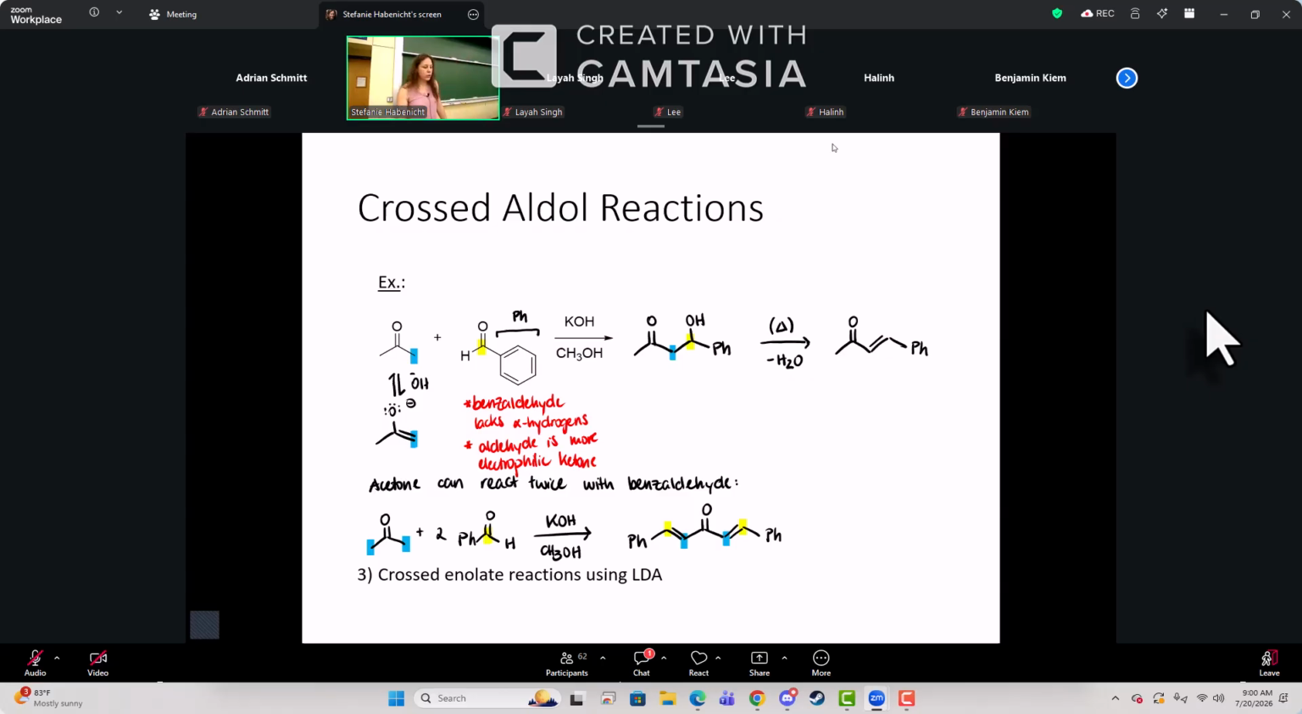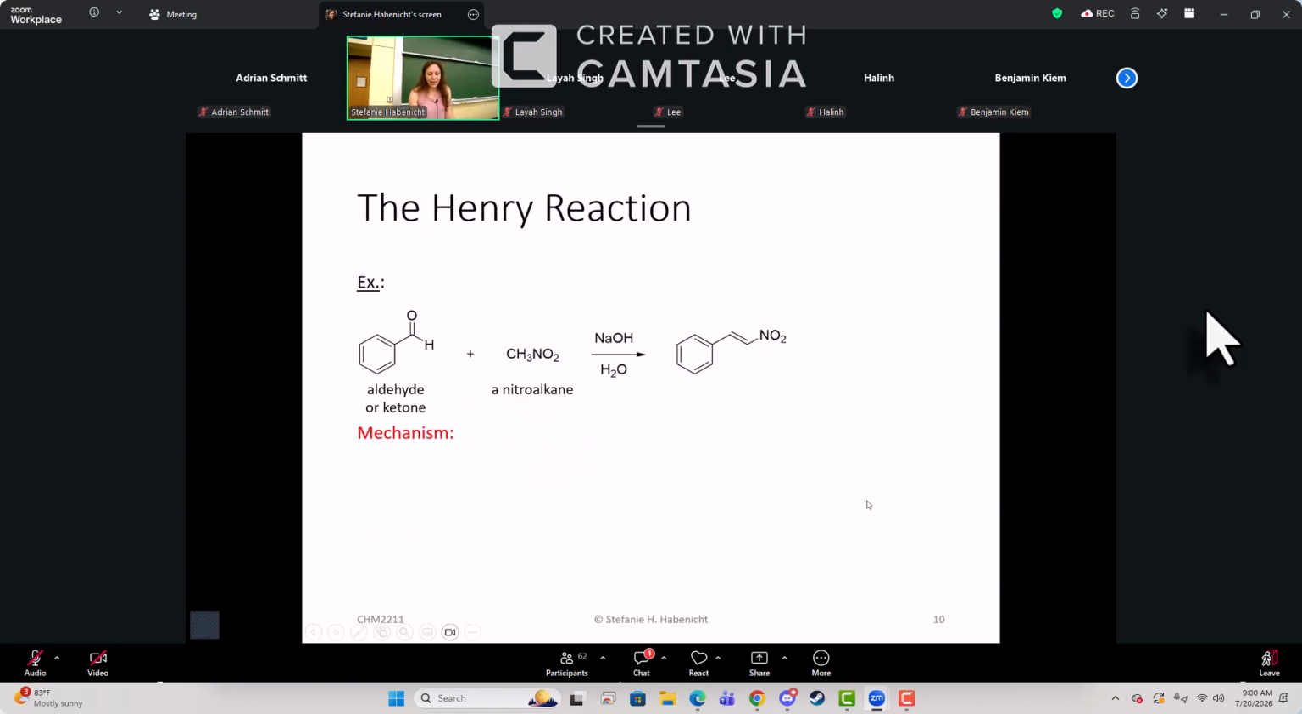Okay, so that was most of the aldol reaction. There is still the intramolecular aldol reaction. Probably not something we'll cover today, but what we will cover today is a reaction that technically has a different name, the Henry reaction, but it really is just a variant of this aldol reaction. The Henry reaction, a variant of the aldol reaction, is also referred to as the nitroaldol reaction.